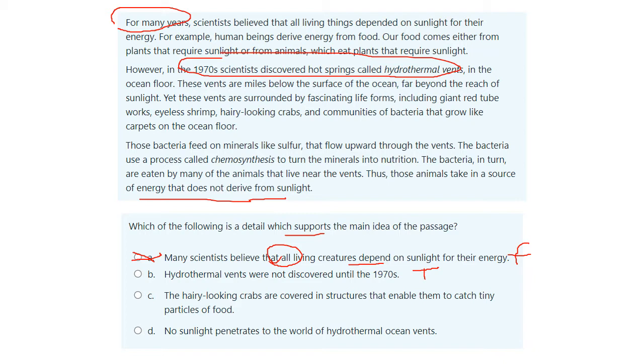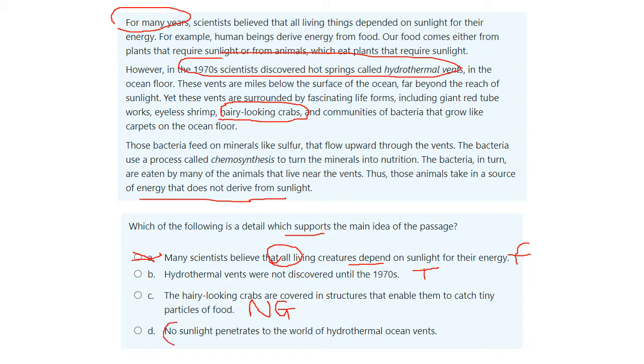C, the hairy-looking crabs covered in structures that enable them to catch tiny particles of food. Well, it says that they are hairy-looking crabs. It does not say that that helps them to catch any food. So this would be a not given answer. It's not supporting the main idea of the passage.